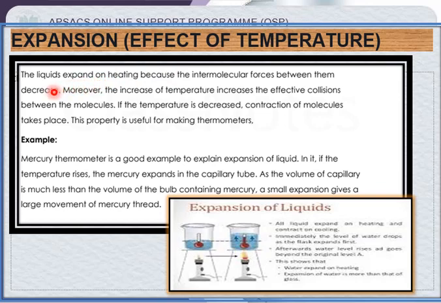As the volume of the capillary is much less than the volume of the bulb containing mercury, a small expansion gives a large movement of the mercury thread. Here is the example, a thermometer. Here, when you heat up a liquid, it expands and comes over. This shows that water expands on heating.